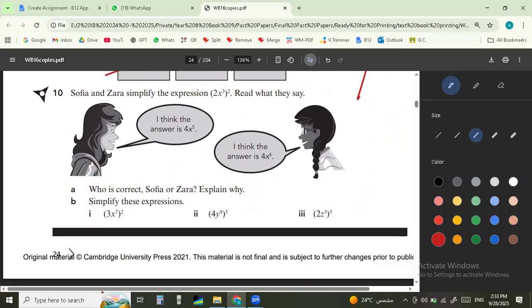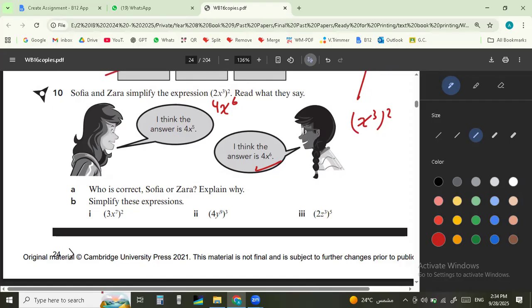Sophia and Zara, simplify the expression, read what they say. I think the answer is 4x to the power of 5. I think the answer is 4x to the power of 6. Who is correct? Sophia or Zara, explain why. Well, we agreed if they are in brackets this way, and I want to simplify it, we mean here that everything inside the brackets is to the power of 2. So this is 2 to the power of 2, which is 4. x to the power of 3, all to the power of 2, as if you're saying this. Oh yeah, mister, we multiply the powers, so it's x to the power of 6. So it is this one.